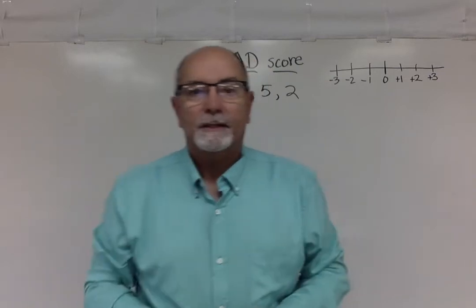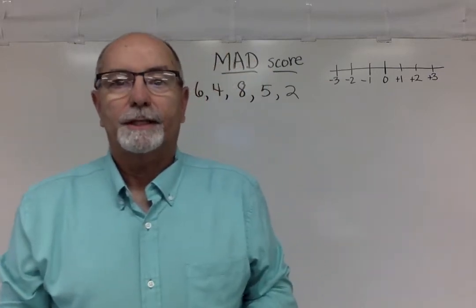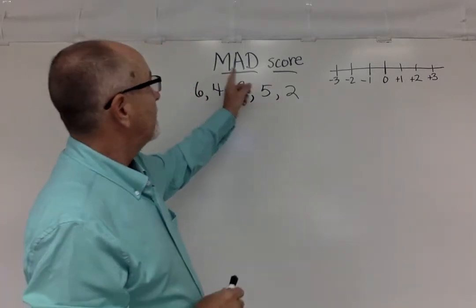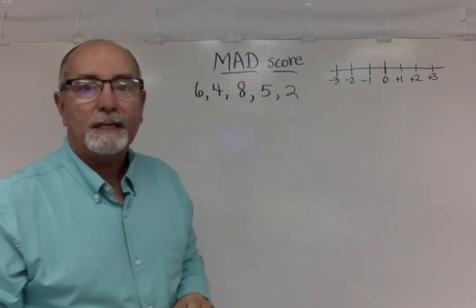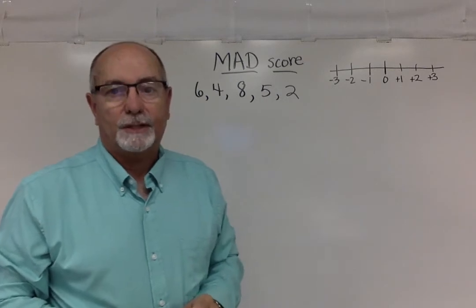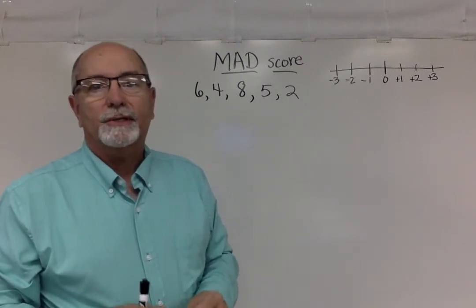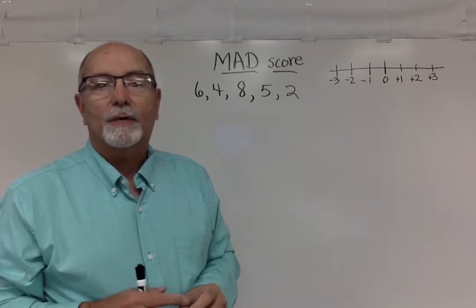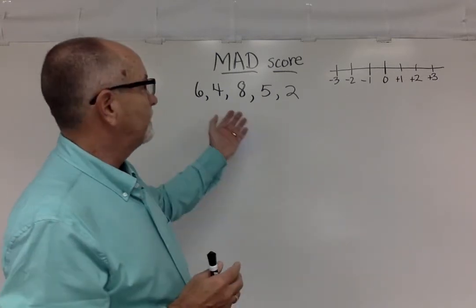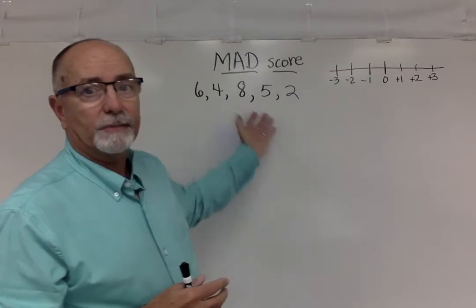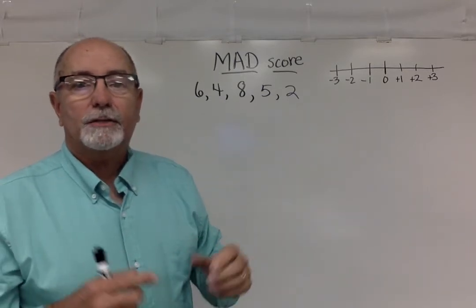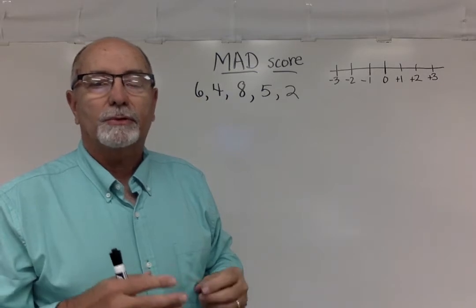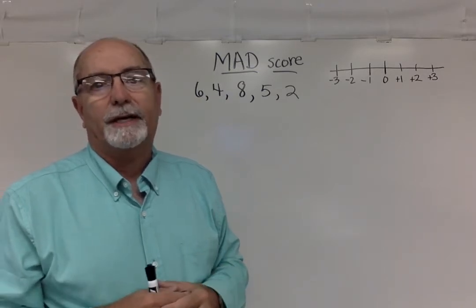Hi everyone, this is a short video on understanding what the MAD score is. M-A-D, standing for mean absolute deviation. And the MAD score is similar to a landmark in statistics where you take a group of data numbers, like we're going to take these 5 numbers, and find a score, or a MAD score, that will help you sort of interpret the data that you have.